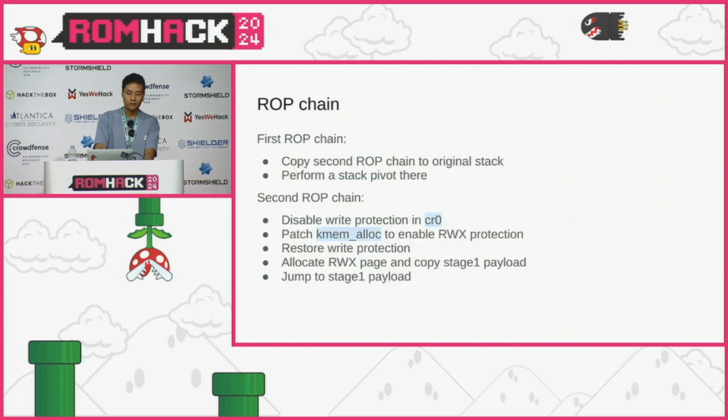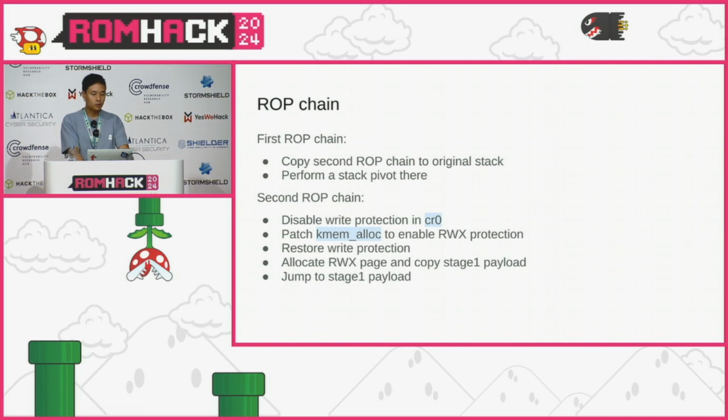And we split the ROP chain into two parts. The first copies a secondary ROP chain to the original stack that we saved earlier, and then stack pivots there. And we do so because we want to invoke some functions in the ROP chain, and those shouldn't corrupt the fake stack, which is actually the heap in our case.